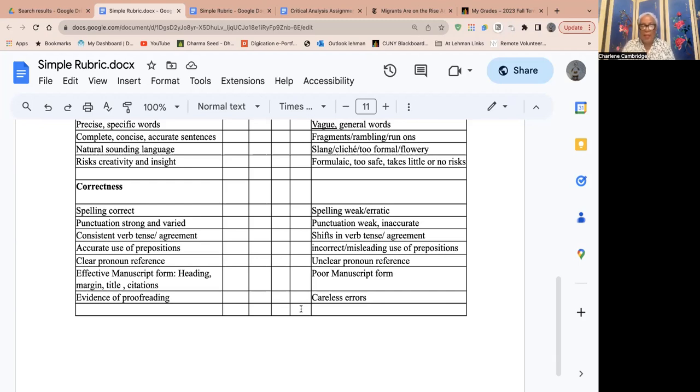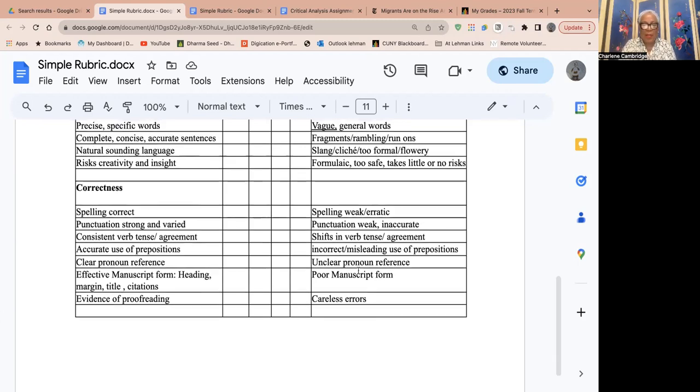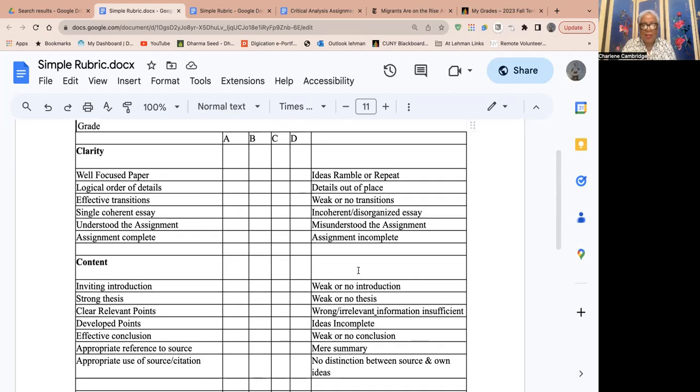So let's grade something here. Let me show you how I'm grading this, okay? So let's say the paper was well focused, which is a good thing. We'll put a little X here. The details were in place.